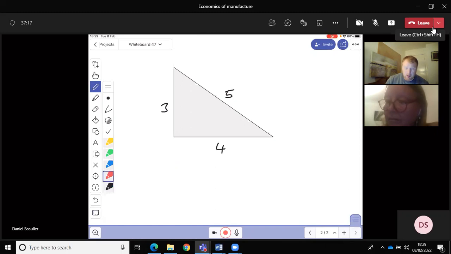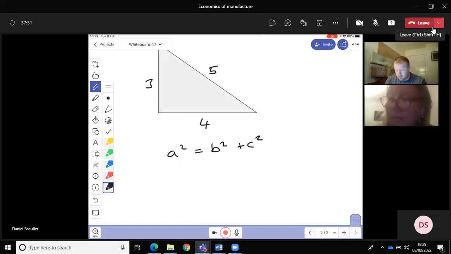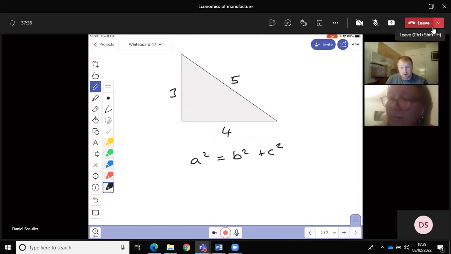Okay, and you're asked to prove that it's a right angle triangle. So what it's looking for you to do is take your a squared equals b squared plus c squared, your long squared equals short squared plus short squared. Take that equation, plug in the numbers and make sure that it works. So you're just proving that it works.